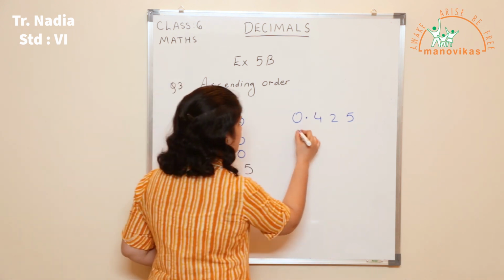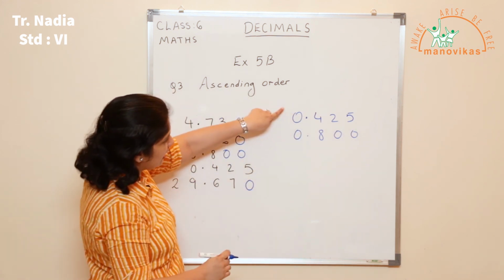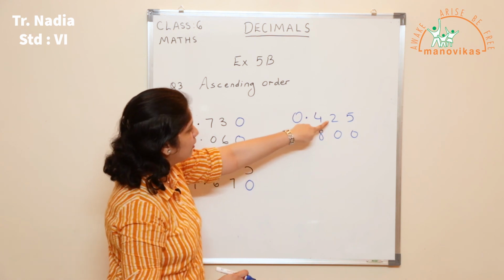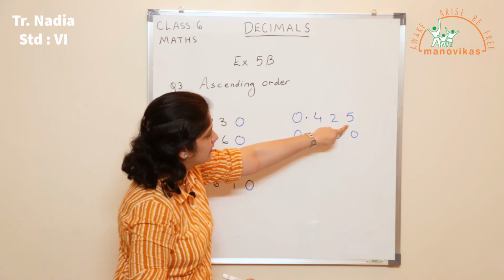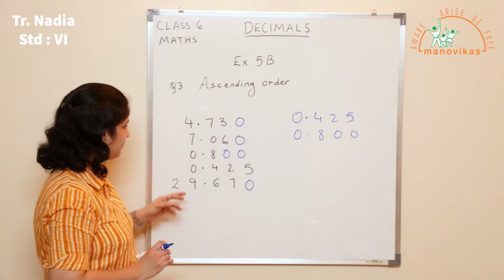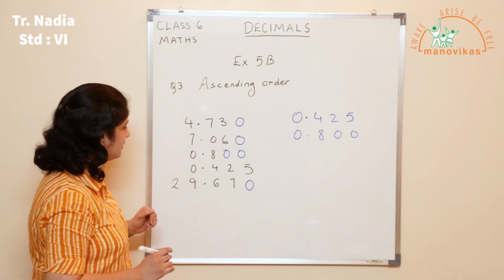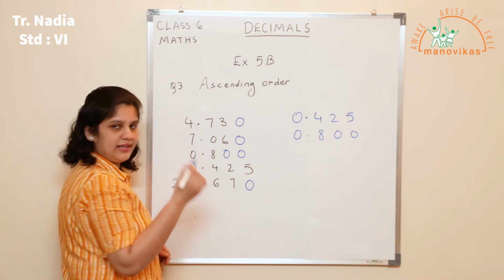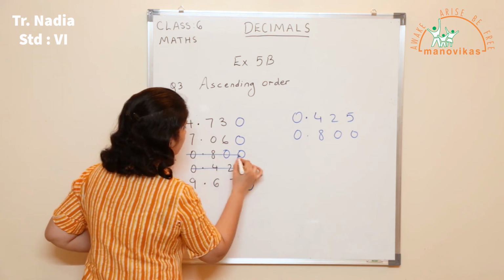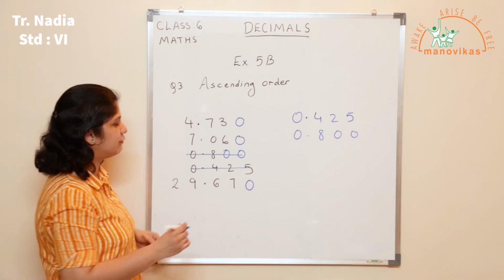Next will be 0.800. See children how I am writing the ones one below the other, the tens one below the other, the hundreds one below the other, the thousands one below the other. Please do it the same way. So zeros are done. Then I have 4, 7, 29. So next you can take a pencil and strike off the numbers each time you finished putting it in your list. Next, the smallest number is 4.